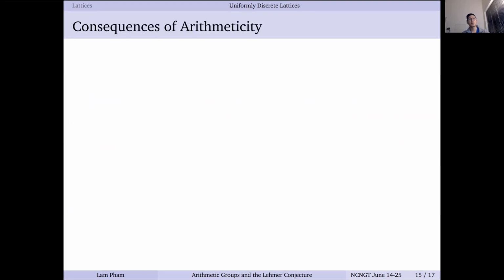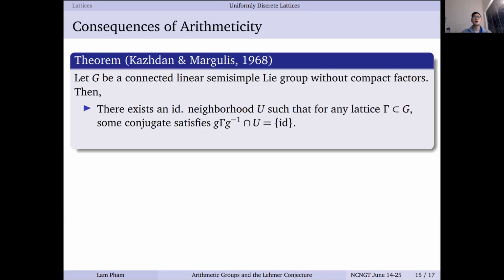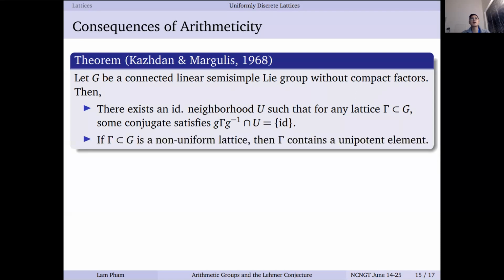So let me continue with uniformly discrete lattices. What is this? If I look at a connected linear semi-simple Lie group without compact factors, these assumptions come from the fact that we want those Lie groups to come, mostly modulo connected components, from an algebraic group. Then Kazhdan and Margulis proved in 1968, in their respective second papers, that there is an identity neighborhood such that for any lattice inside the Lie group, there is a conjugate which intersects this neighborhood trivially. So the Lie groups and the lattices in there have some fairly important constraints. Now, the consequence of this is that if in particular Gamma is non-uniform, then Gamma must contain a unipotent element.